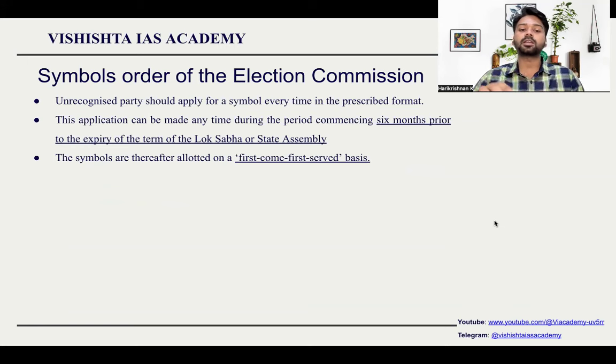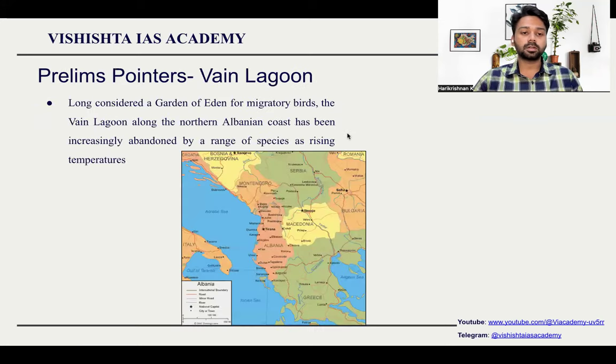Unrecognized parties should apply for a symbol every time. It can be given, but you have to apply for it. When will you apply? A minimum of 6 months before the expiry of the Lok Sabha or state assemblies, I have to go and apply. And it will be provided on a first come, first served basis. If I have been given a symbol and I did not apply for that symbol, and someone else has come and started applying for the symbol, the Election Commission has all the right to give that symbol to someone else. So this is the basics about the symbols order of the Election Commission.